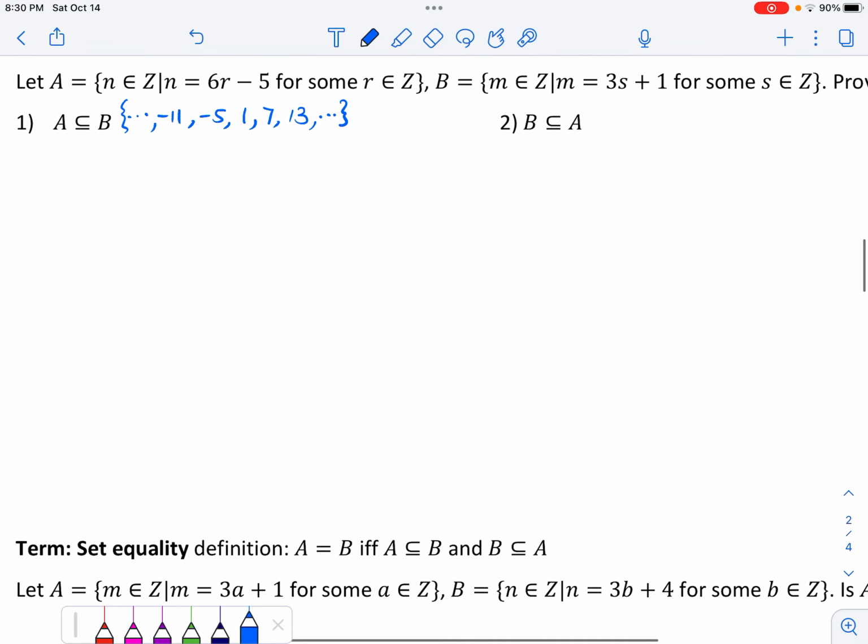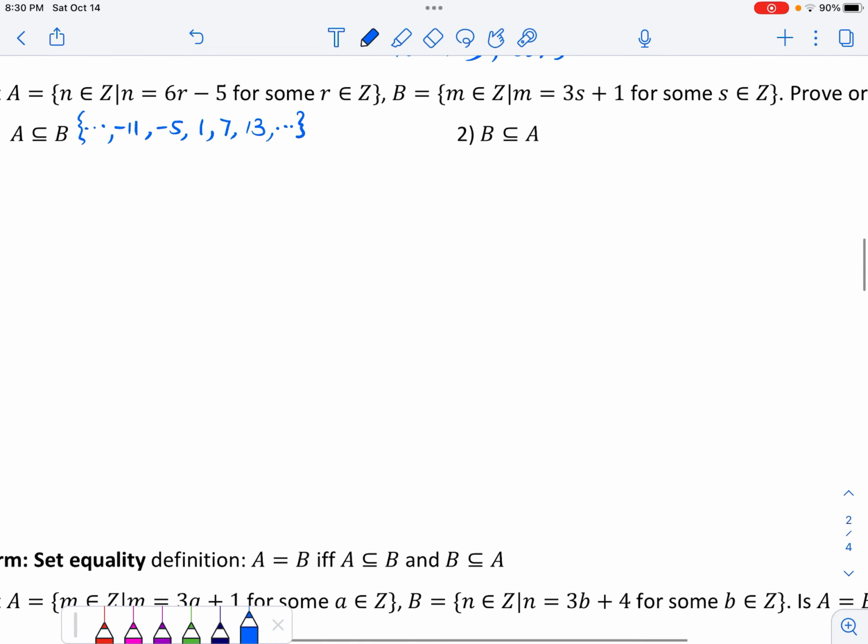Now similarly, I'm going to list a few elements from B. When s is 0, we get 1. When s is 1, we get 3 times 1 plus 1, which is 4, right? When s is 2, 3 times 2 is 6, and 6 plus 1 is 7. Because you multiply another integer by 3, the difference is always going to be 3. So the next one in the list will be 10, the next one will be 13, and so on and so forth.